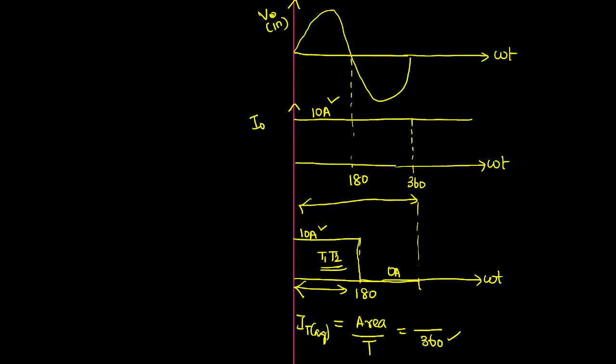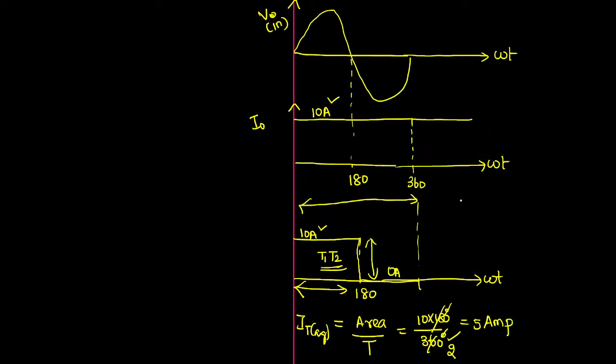So it should become a rectangle. The area is a rectangle, right? How will you calculate the area of a rectangle? Height is how much? 10. Length is how much? 180 degree. Divided by 360 degree. Degree will get cancelled. 180 by 360 will be 1 by 2. 10 by 2 will give you 5 ampere. See how simply I have estimated this.